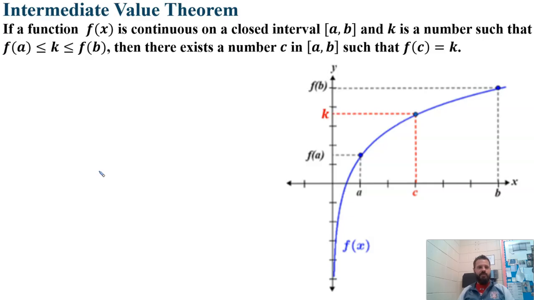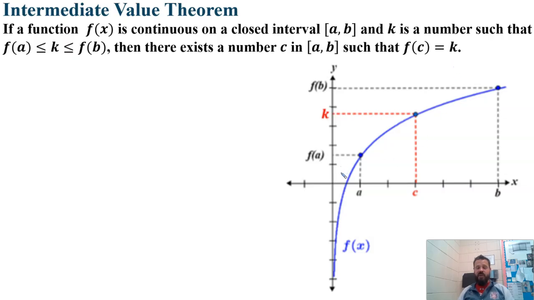Last thing we're going to take a look at is something called the intermediate value theorem. That says this: if a function f of x is continuous on a closed interval, a to b, so if we have some function f of x and it's continuous, it's smooth, there's no holes in it from x equals a to x equals b, and k is a number such that f of a is less than or equal to k, which is less than or equal to f of b, so k is between f of a and f of b, then there exists the number c in a to b such that f of c equals k.